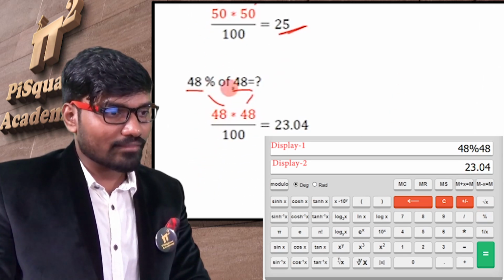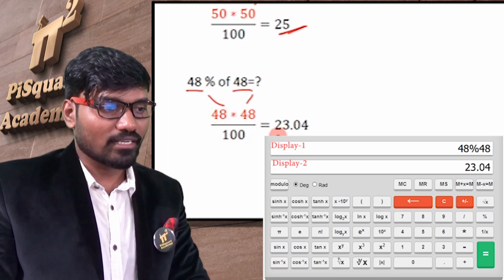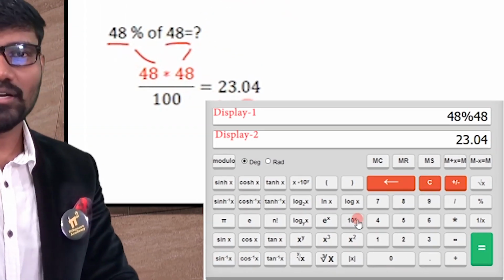So what is this percentage basically doing? It is simply multiplying these two numbers and dividing by 100. You'll get the same answer. I think all buttons are well understood.